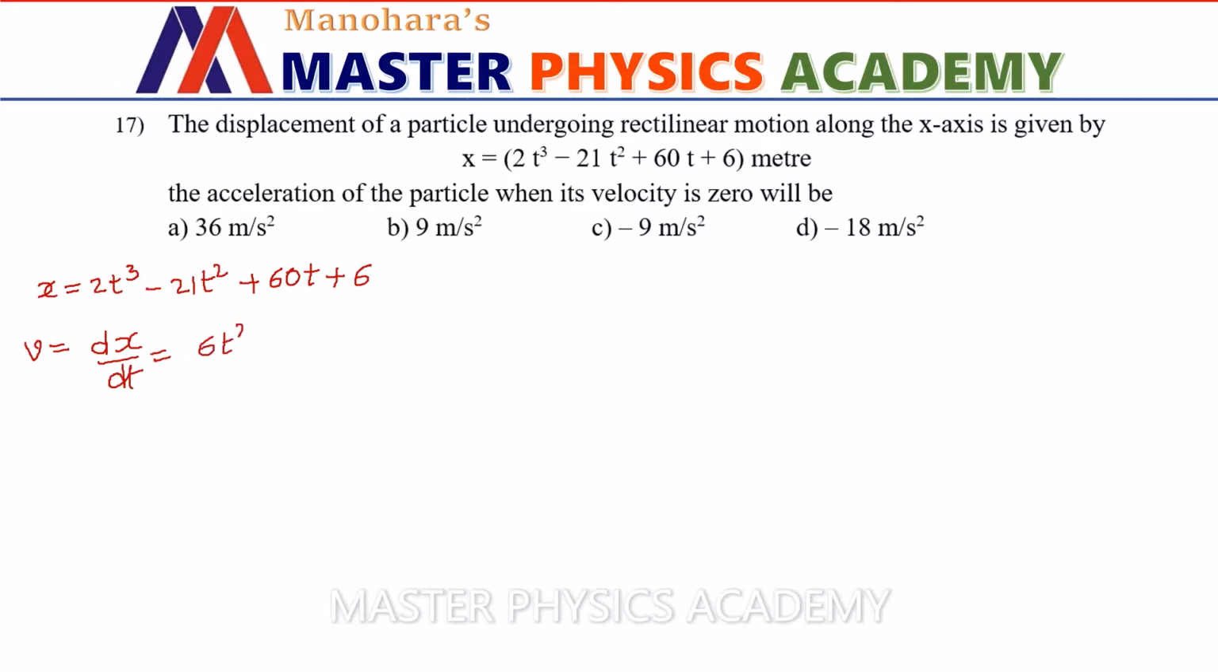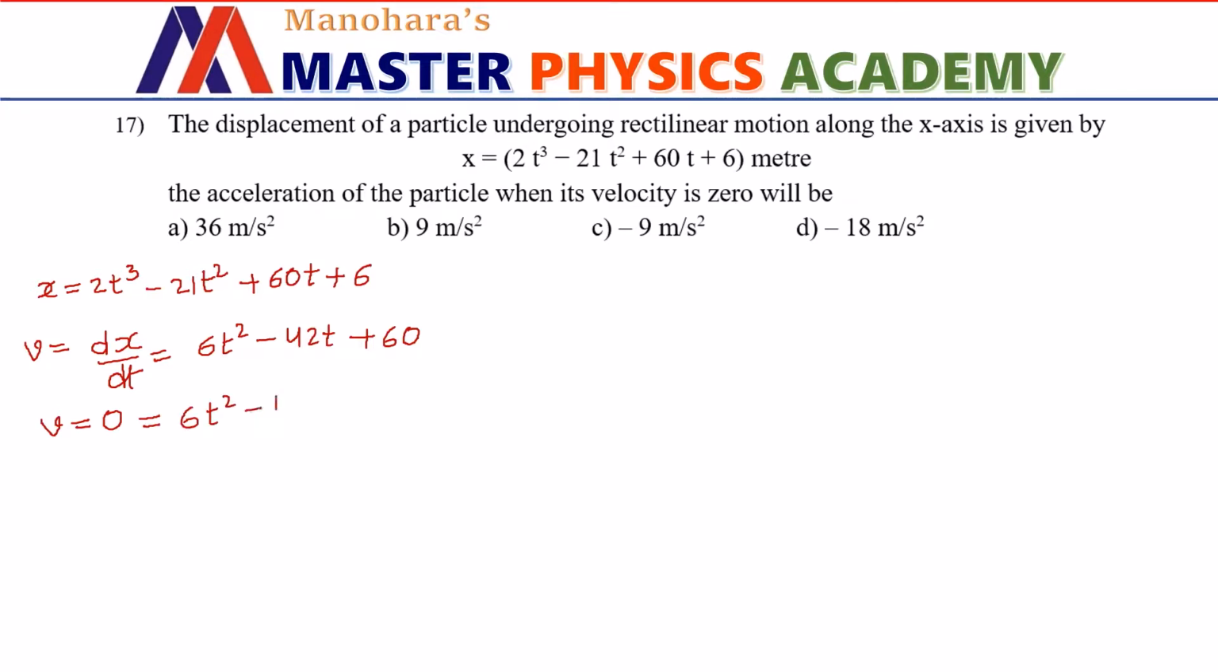Differentiating this with respect to time, we get velocity, which is 6t square minus 42t plus 60. Putting v equals 0, we get at what time the velocity becomes 0. Solving this quadratic equation, we get two solutions for t, which is t equals 5 seconds and t equals 2 seconds.